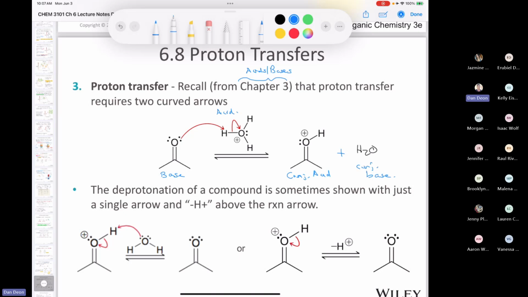And it says the deprotonation of a compound is sometimes just shown with a single arrow. So this is something that you might see on the internet. It just shows one curved arrow.